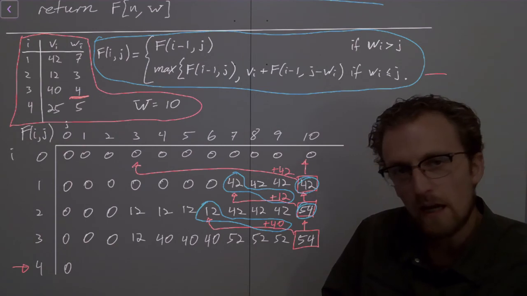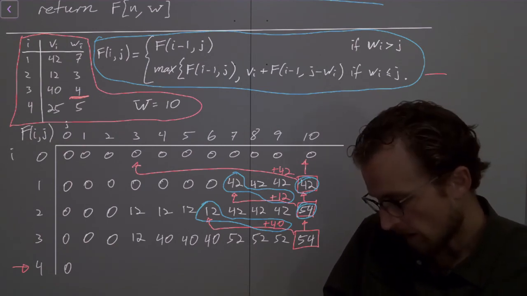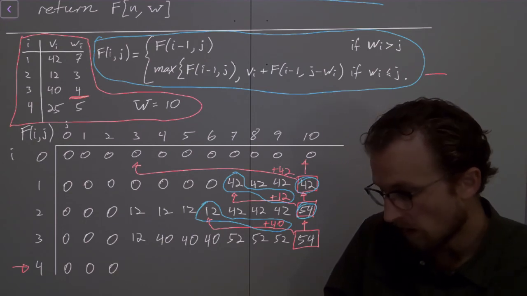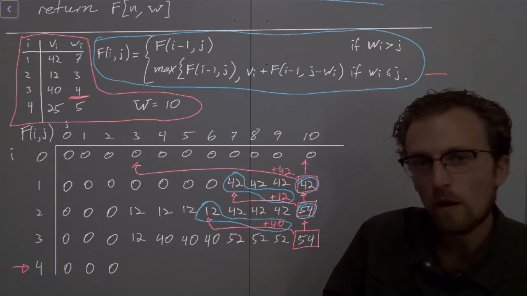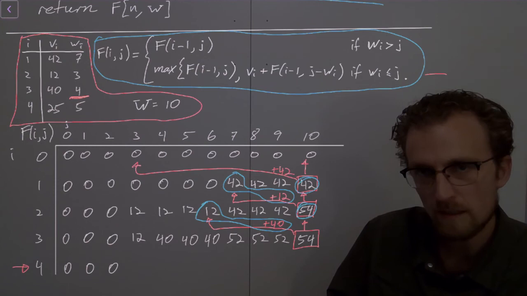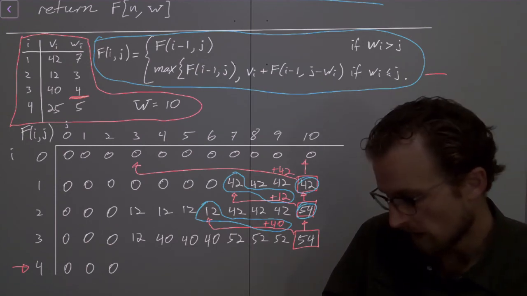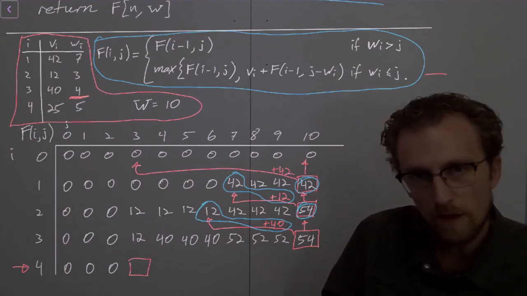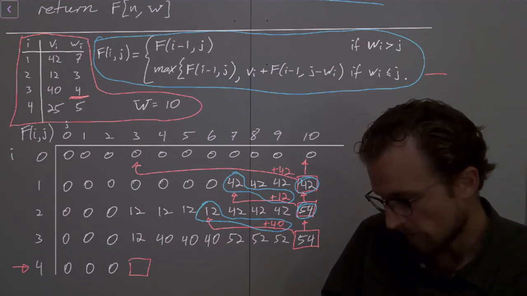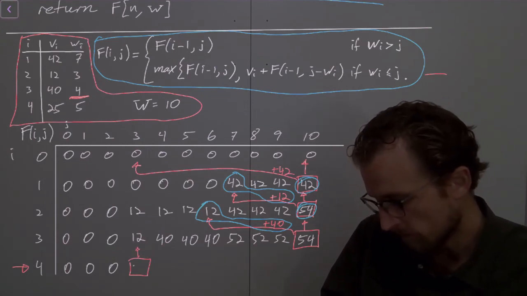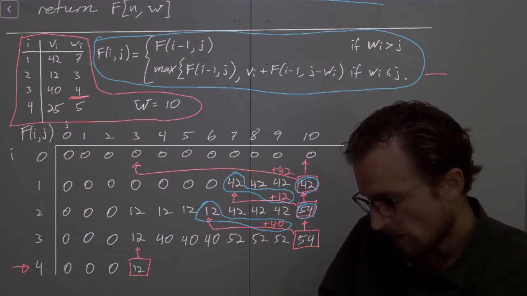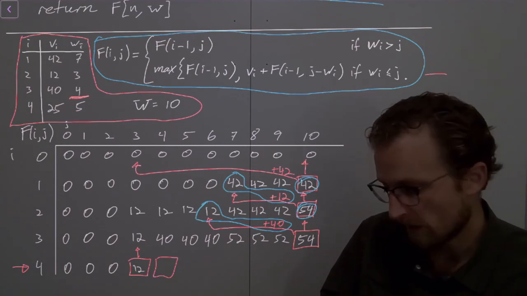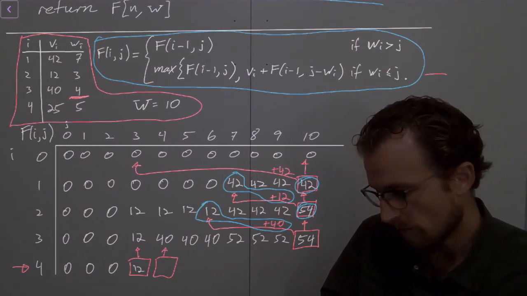You know, the logic is quite repetitive. So we've got a zero. It's clear, I hope, that we have a zero here and a zero here, because item four does not fit in that capacity. So we just copy down the zero from above. Again, here, item four does not fit. So we just copy down that number, right? So this just becomes a 12. Here again, item four does not fit. So we just copy down the 40.